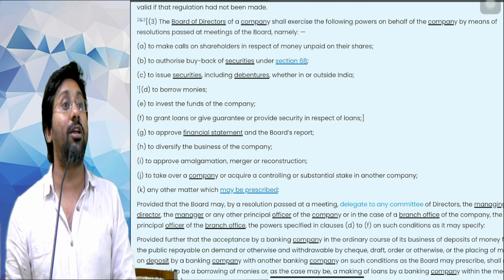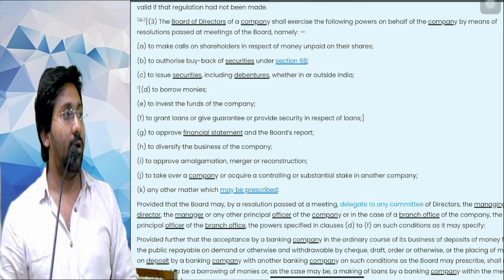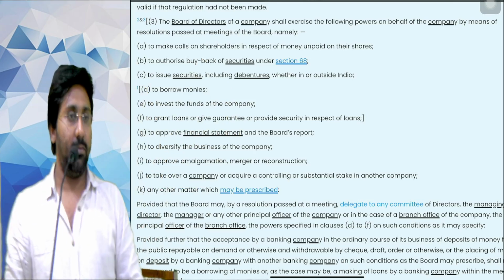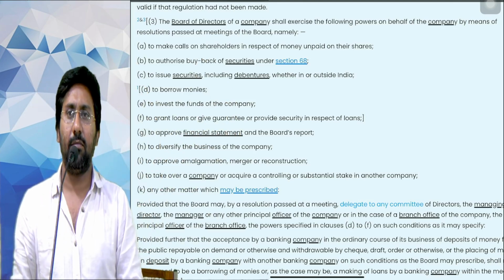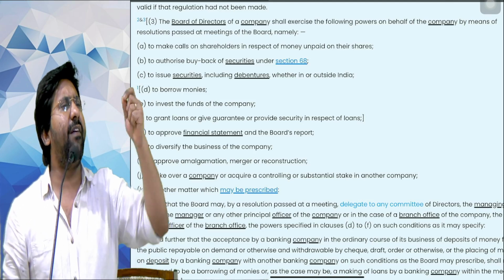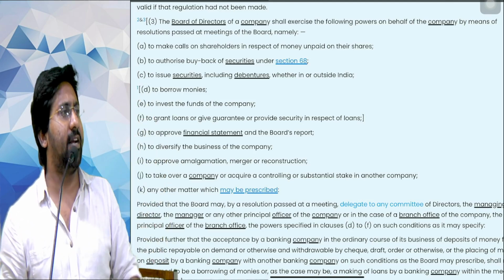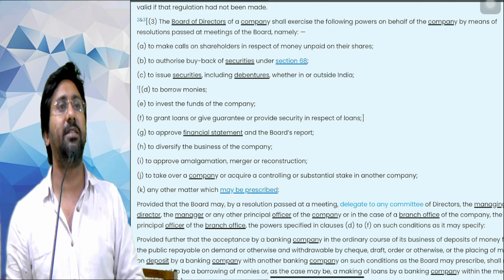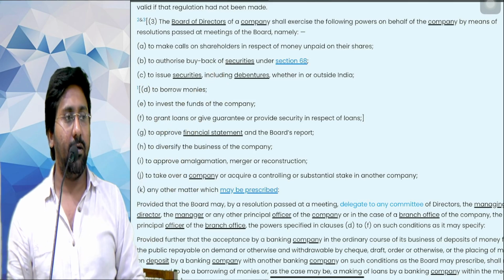These are no resolution by circulation cases. Only a board meeting interaction must be there. Very, very important decisions in a company should not be taken through resolution by circulation. This is what the lawmaker wants to tell.